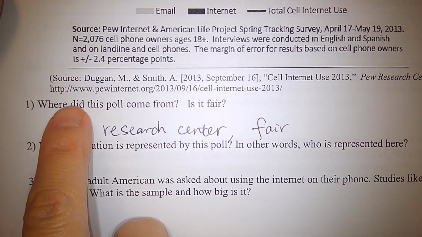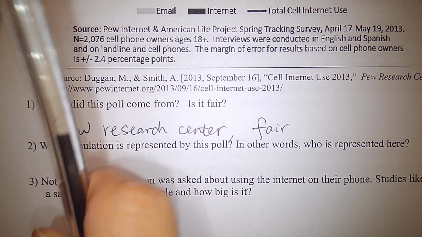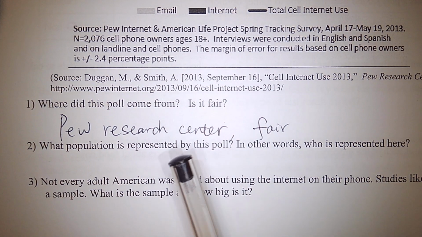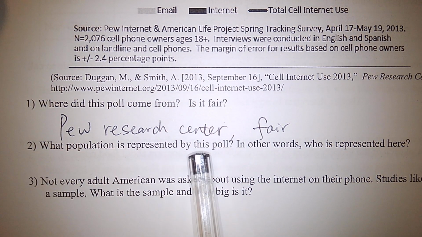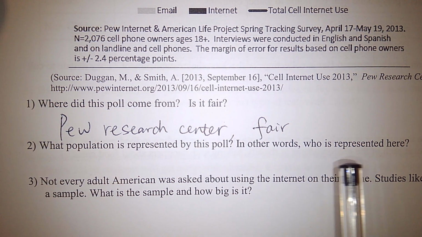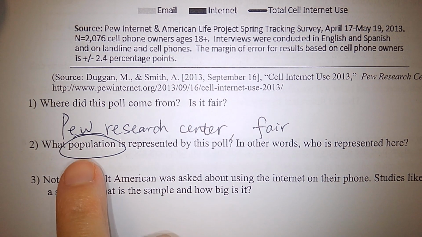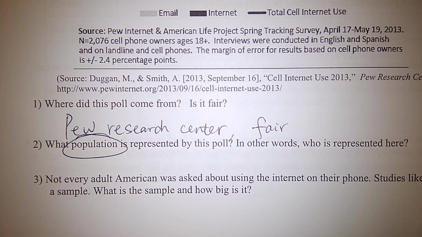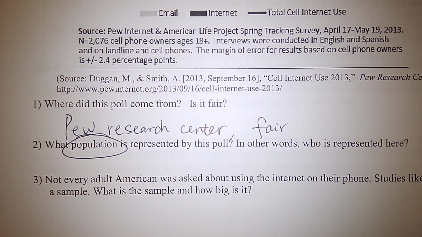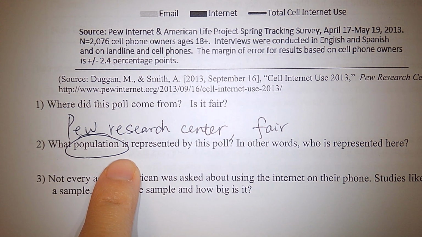To answer these questions, what you need to do is find what? From the given information, find it. Question 2: what population is represented by this poll? In other words, what is represented here? Population. When we talk about population, we talk about what? All, right? Remember from the previous page we talked about all. So we actually want to study who?